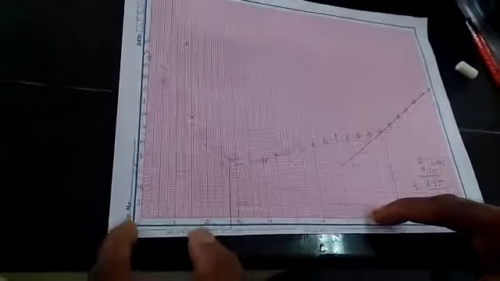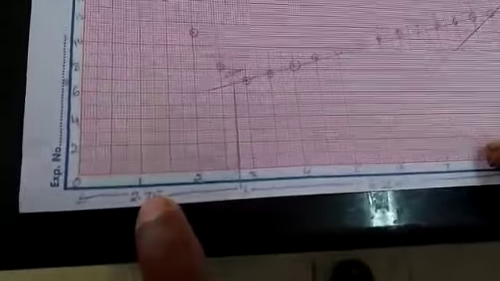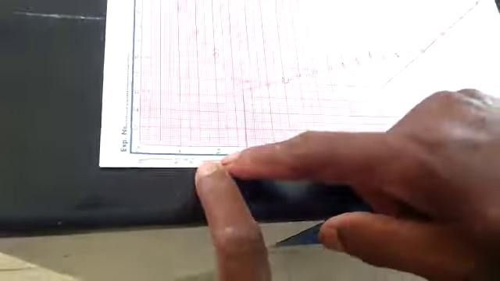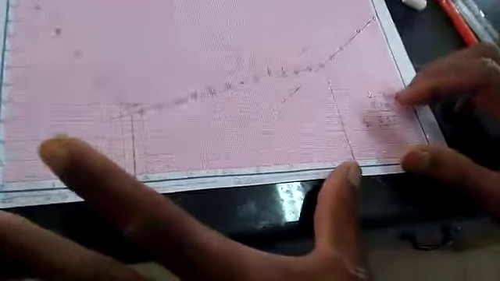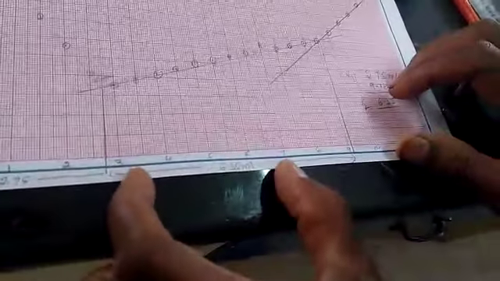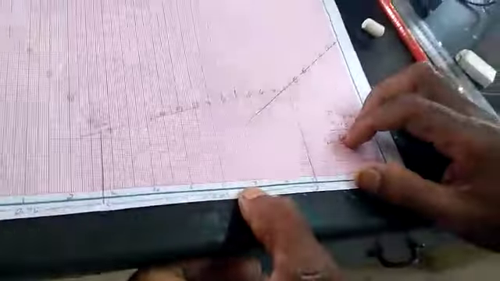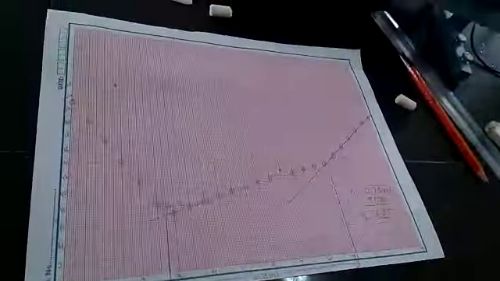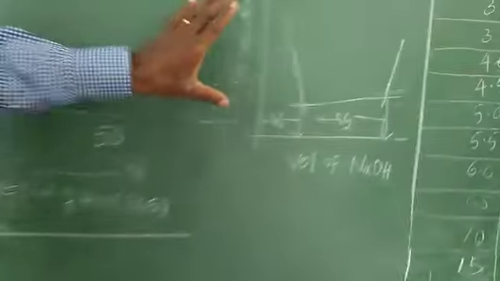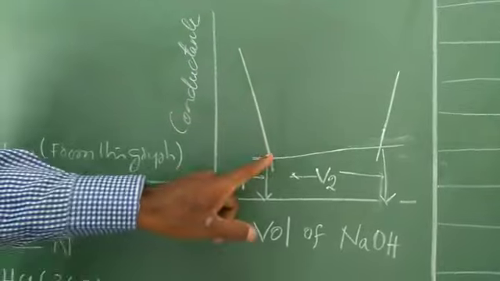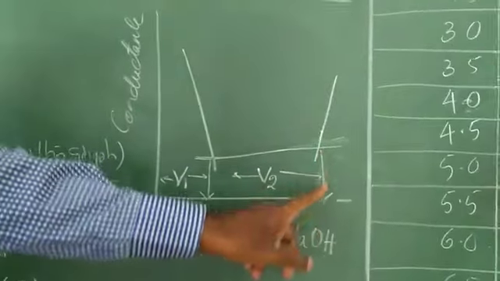So this volume, that is 2.75, is the volume of sodium hydroxide required to neutralize the hydrochloric acid, and the difference of these two, that is 6.35, is the volume of the sodium hydroxide required to neutralize the acetic acid present in the mixture. Now the calculation part. So this is the shape of the graph like this. This is the V1 and this is the V2.